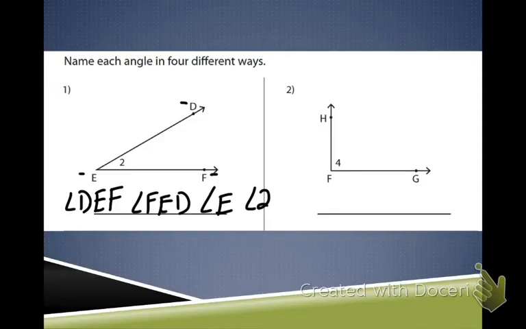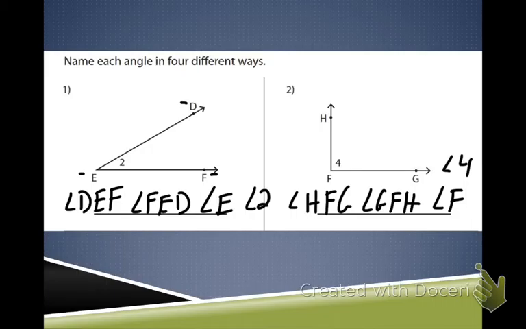Why don't you guys try this one on your own? Pause it, try it, and we'll get to it. Alright, let's see what you did. You should have had angle H, F, G, remember vertex in the middle, and angle G, F, H. You could have also had angle F, and finally angle 4. Those are your 4.